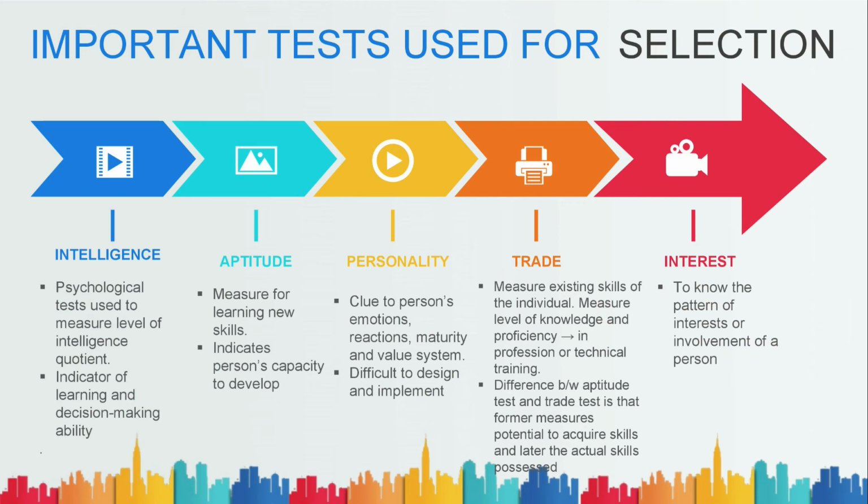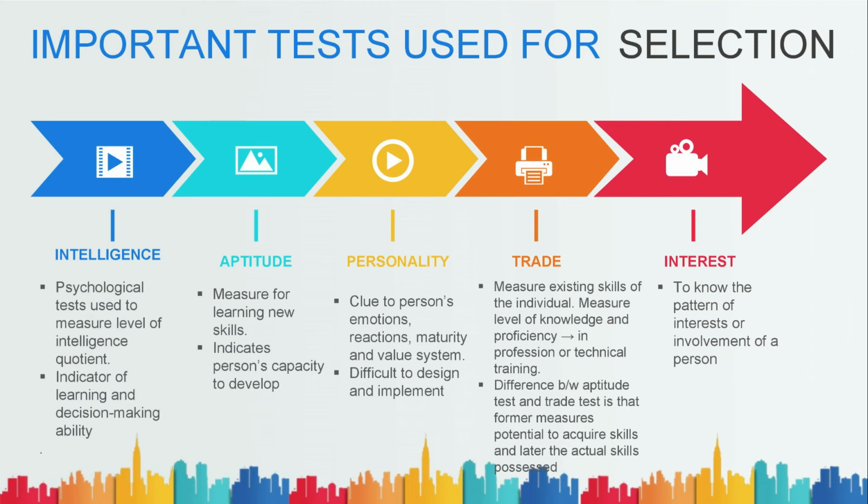There are trait tests which measure the existing skills of the individual and the level of knowledge and proficiency in the profession or technical training, because with respect to the task that is being performed, it should be checked. Again, when we talk about physical dexterity, whether you have the physical capacity to perform that task is checked through the trait test.